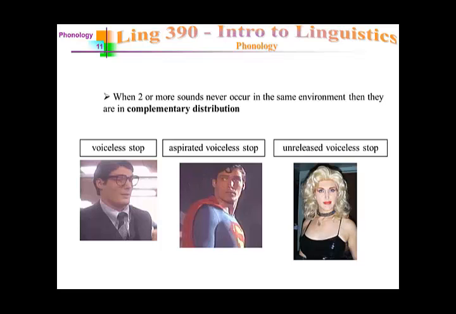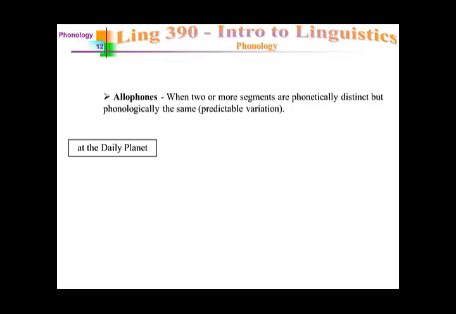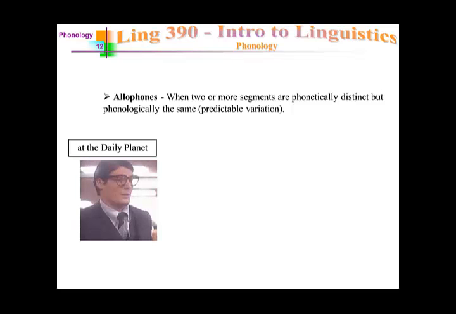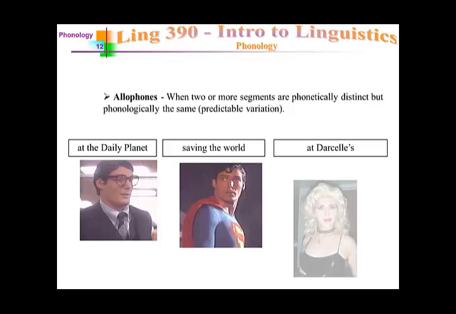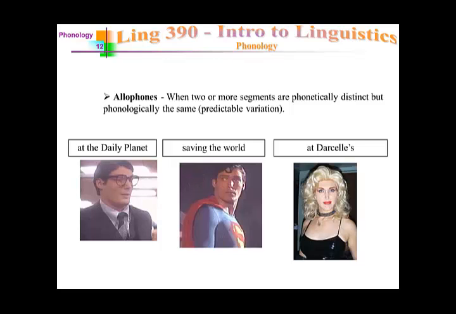Superman or Clark Kent. And just like our sound variants, it would be nice if we could identify the environments in which we would expect to see any one of these three personas. Well, we can. In particular, if we happen to be at the Daily Planet, then we're going to see Clark Kent, but not Superman. And if we're observing someone saving the world, then we'll be seeing Superman and not Clark Kent. And if we're unwinding at Darcel's after a hard day's work, then we won't be seeing either Clark Kent or Superman, but we will see this person, who doesn't really have a name since it's sort of imaginary. And just for anyone who's wondering, it's not an actual picture of Christopher Reeve in drag.